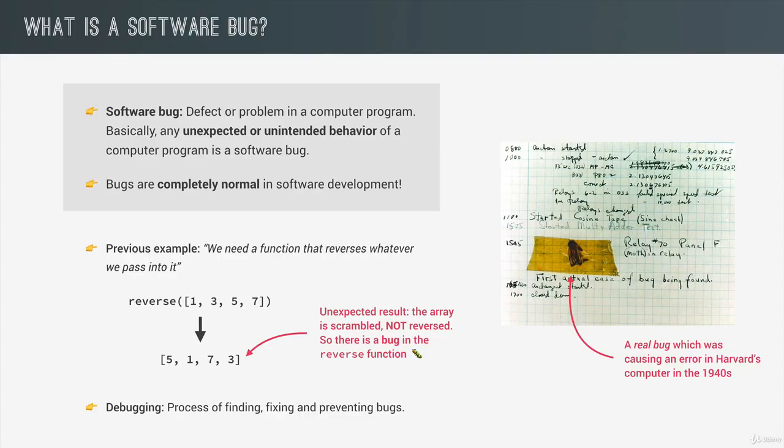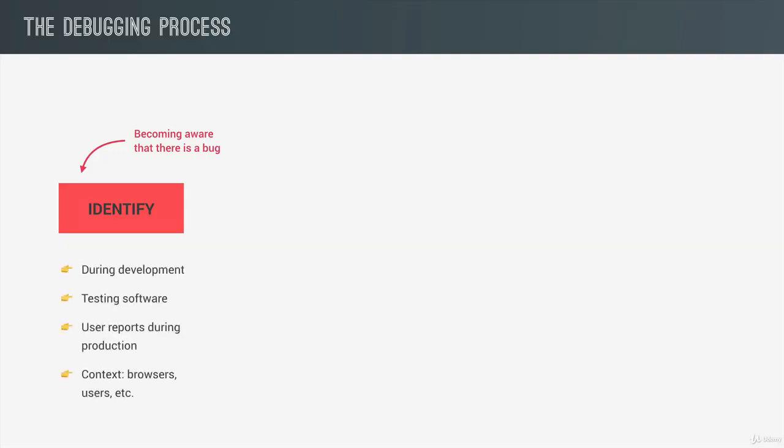So let's see how that works. So the first step is to actually become aware that there is some kind of bug. Because as I said, in a large application, bugs can actually go undiscovered for years. Now, discovering bugs usually happens during development, using automated testing software, or user reports during production. And bugs that are identified during production are the worst bugs, because it means that they went undiscovered during development and are now affecting real users of our application. So that's why it's really important to identify bugs early, for example, using automated tests.